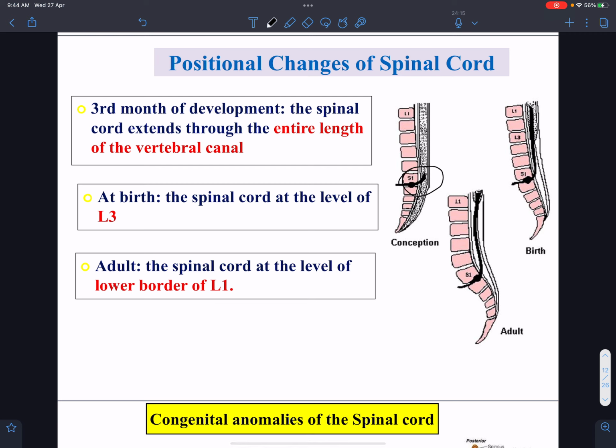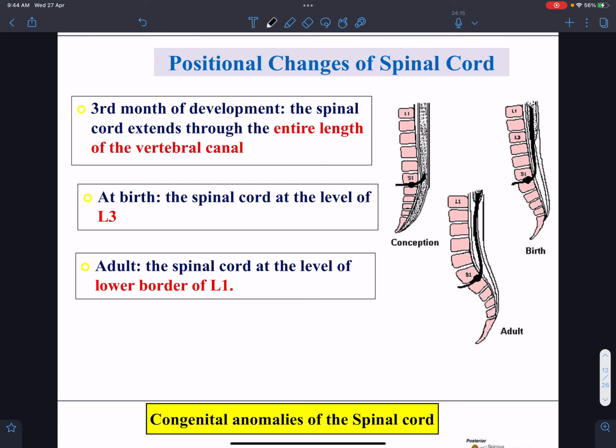Like this is the spinal cord, right? And this is the vertebrae. And as throughout development, as the baby develops more and more, you see initially his spinal cord was corresponding to his vertebrae, right? Completely. That's why they had coccygeal segment named after the fact that it was corresponding to the coccyx, right?